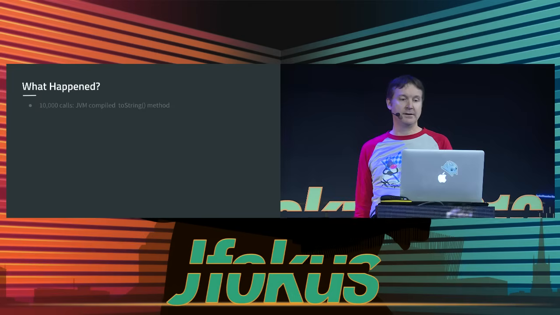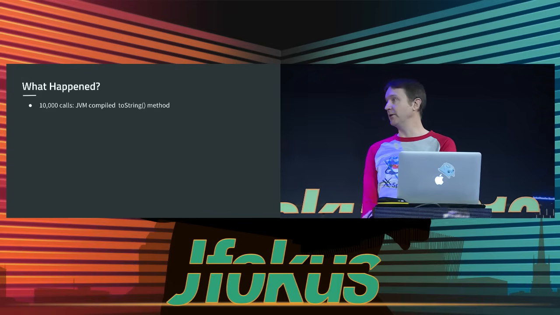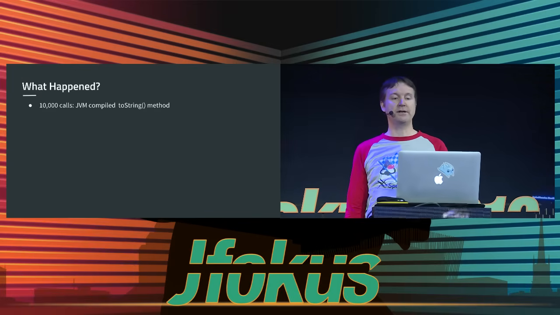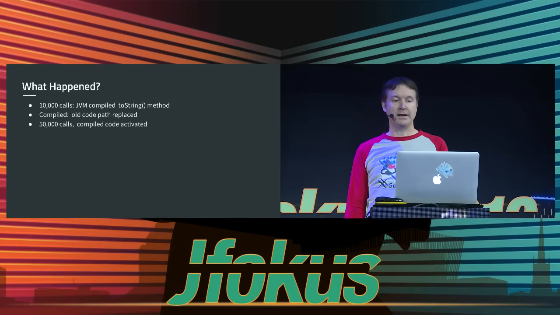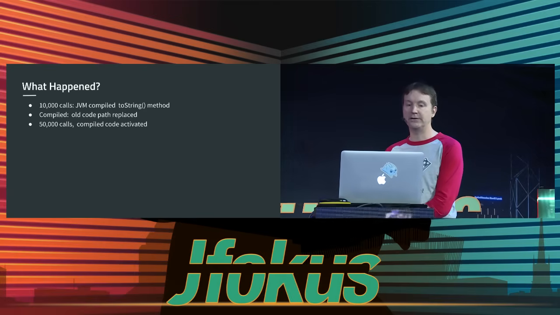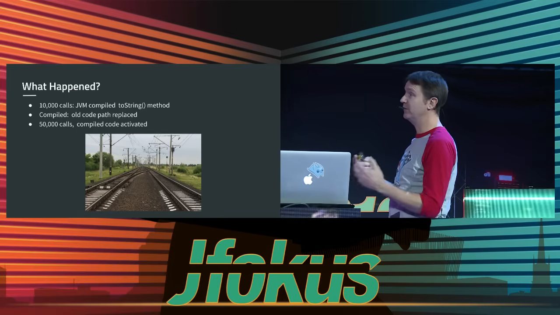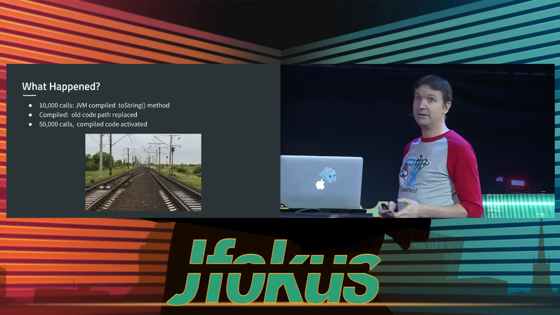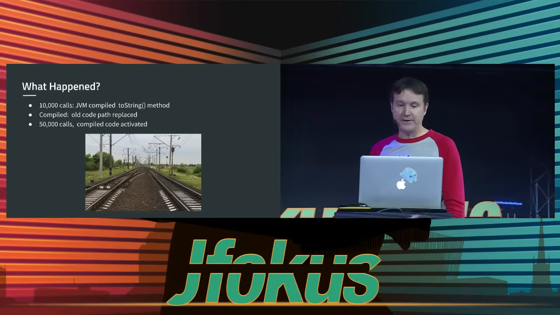So what happened? Well, after 10,000 calls, the JVM compiled the toString method. It gathers statistics of all invocations, and then after 10,000 calls, the compiler is invoked. So after a while, after it has compiled, the old code path was replaced. And that took a while, so after 50,000 calls, the compiled code was activated. So it's like we're running on this left-hand side. That's the commuter train, which is interpreted. And once the compiler did its job, we switch over to the express lane, the right-hand side. And our code runs much faster.